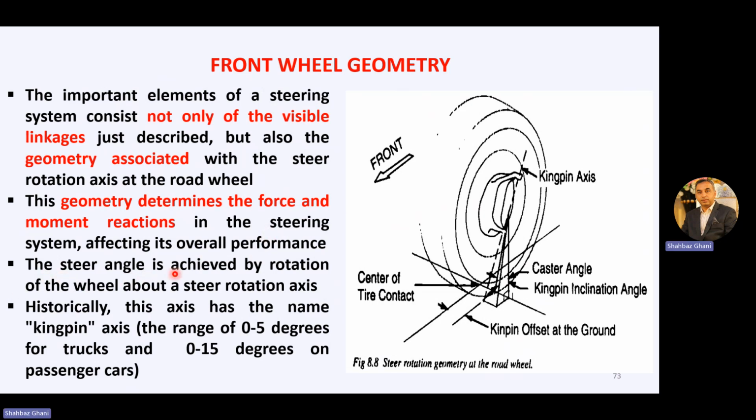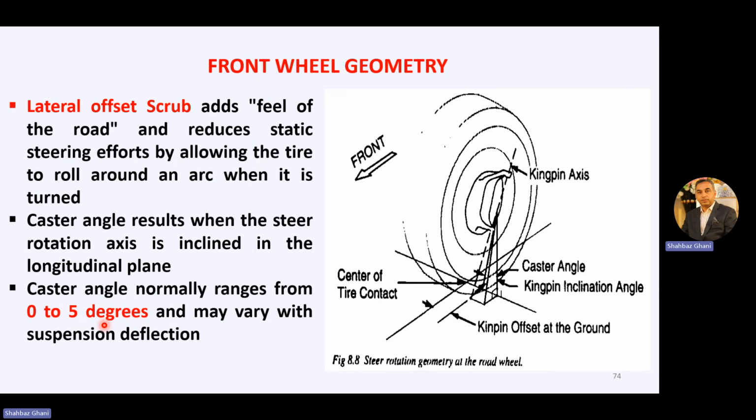The steering angle is achieved by rotation of the wheel about a steer rotation axis. Historically, the axis has the name kingpin axis, and the range is 0 to 5 degrees for the truck and 0 to 15 degrees on the passenger car. So this is the range in which we have this kingpin axis inclination.